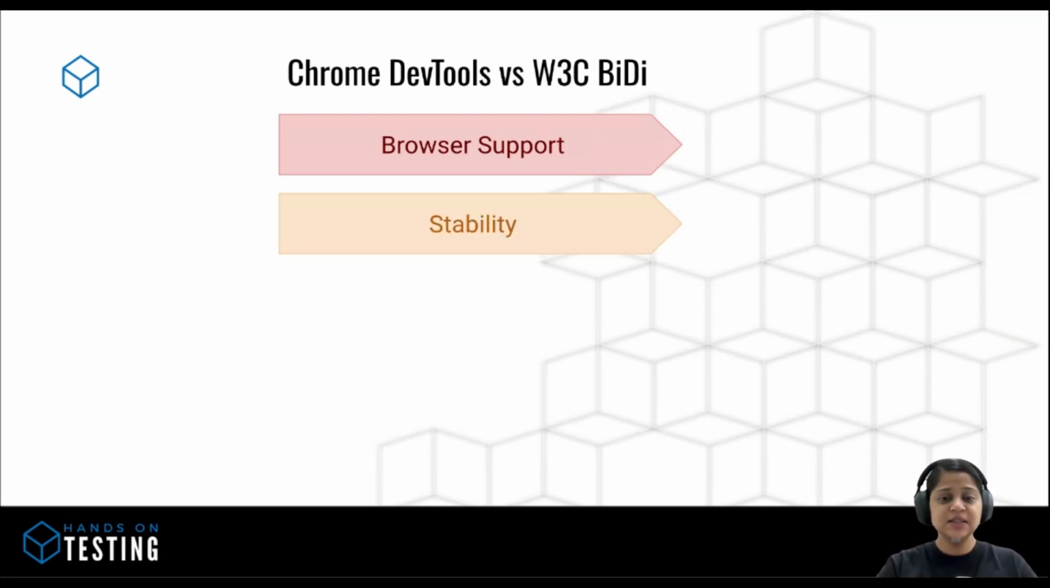Stability. When I say stability, Chrome DevTools is tied to a particular version of Chrome. So with each version, there'll be a new DevTools protocol. So if you're using it, there's a lot of dependency management and internal updates that you need to do, and plan your work around it. Even in Selenium, every time a Chrome version is updated, we have to do a new release with the new DevTools protocol. With BiDi, it's going to be stable.